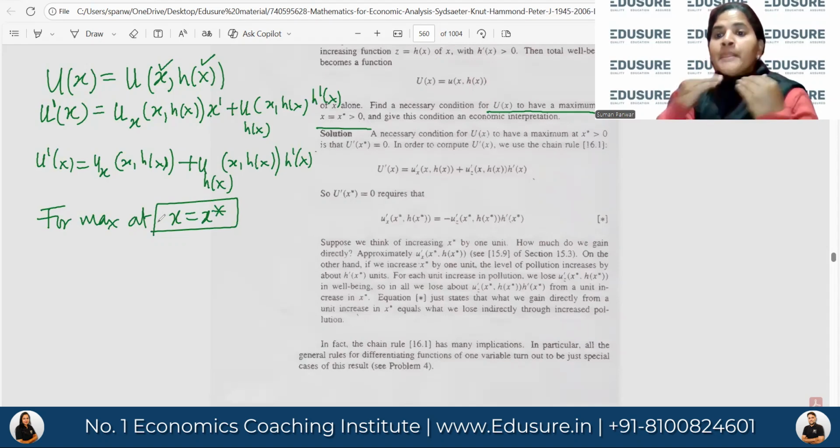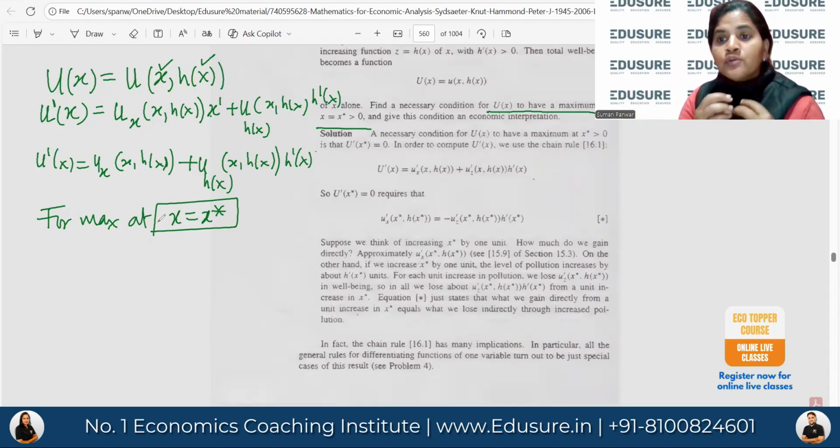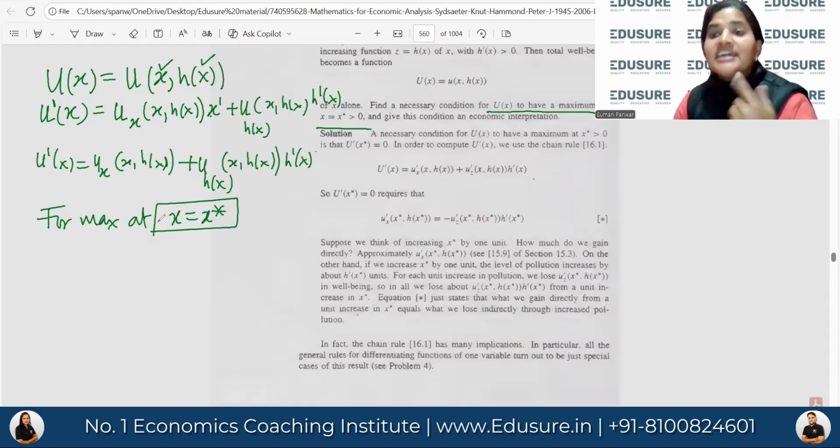इसका क्या मतलब है कि अगर इस स्टेट के बाद, if after x star, if I start increasing the amounts of goods which are consumed and produced in the economy even by 1 unit, the rate of change will decrease. The well-being of a society decreases. इसका ये मतलब होता है. तो मैक्सिमा का मतलब है कि मेरा अब रेट ऑफ चेंज 0 हो जाना चाहिए, बिकॉज इसके बाद नेगेटिव होना शुरू हो जाएगा. So I want u dash x to be 0.